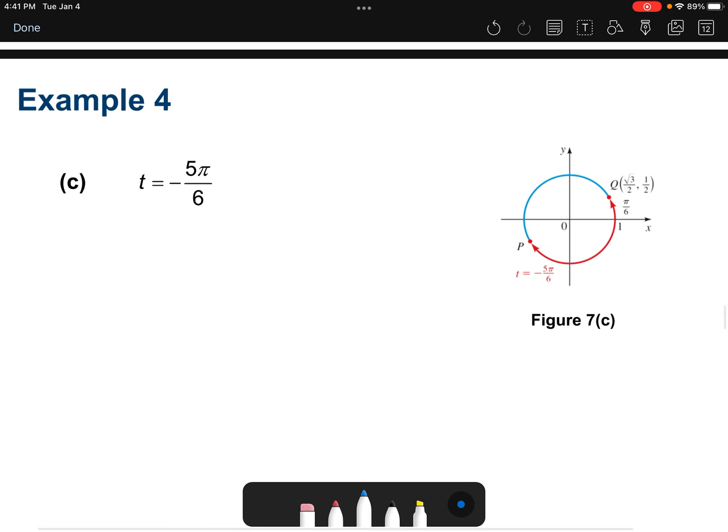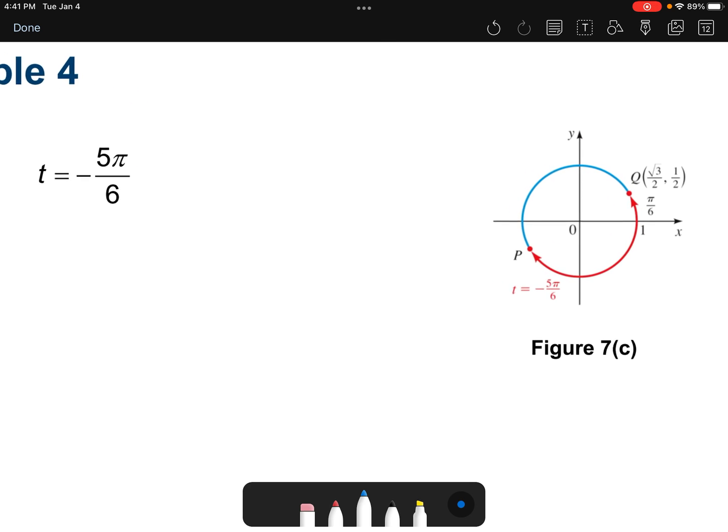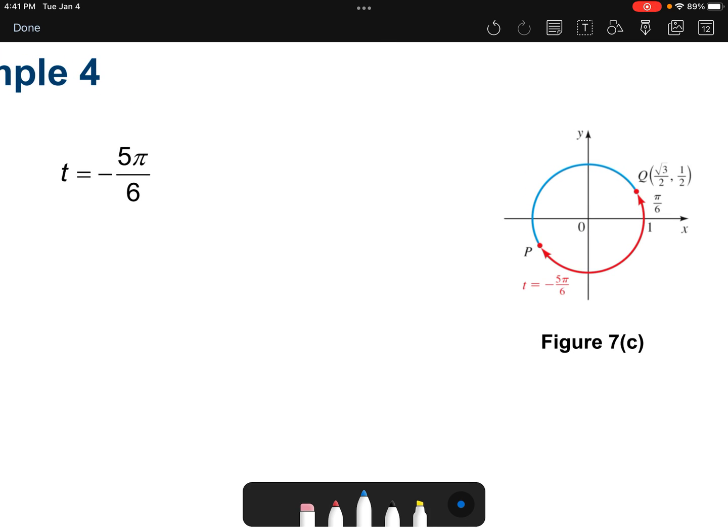Okay, how about negative 5 pi over 6? Well, pi over 6 we determined was radical 3 over 2, 1/2. So what would negative 5 pi over 6 be? Negative radical 3 over 2 and down 1/2. They're both negative. Very interesting.